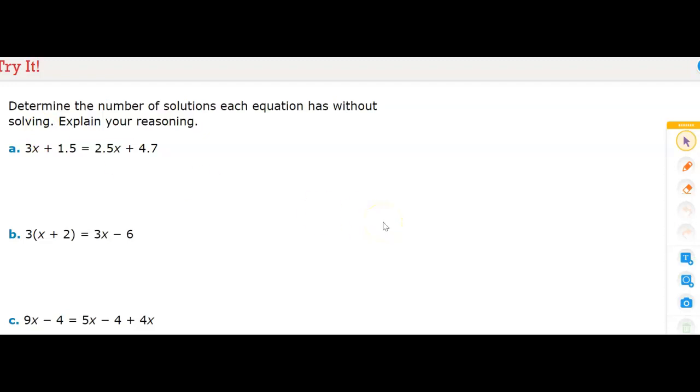Determine the number of solutions each equation has without solving. Explain your reasoning. So if we're not going to completely solve, we're going to do like the example showed and just kind of work through just one part of it and not completely the whole thing.